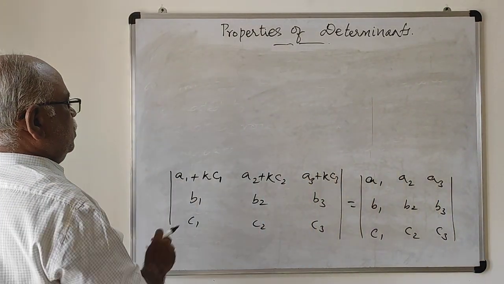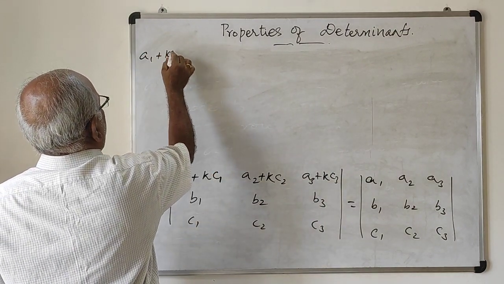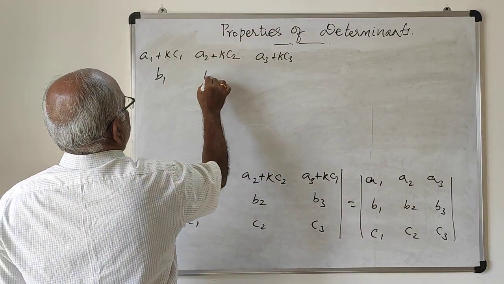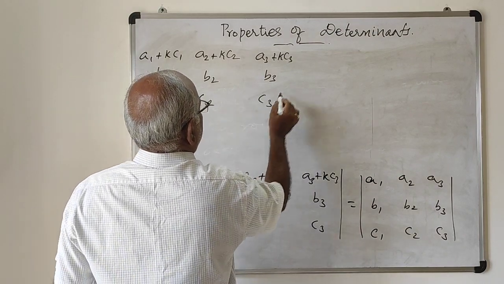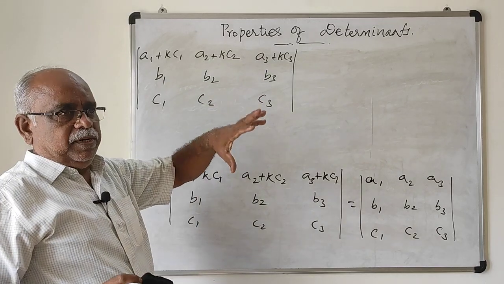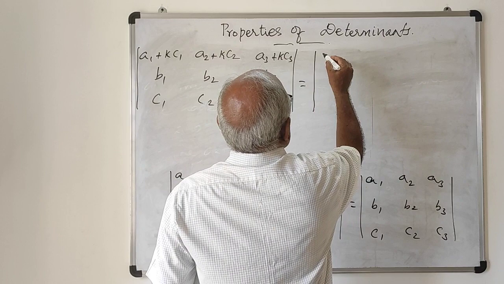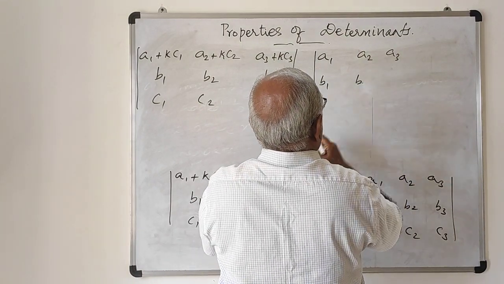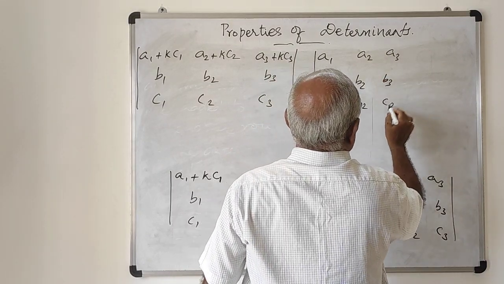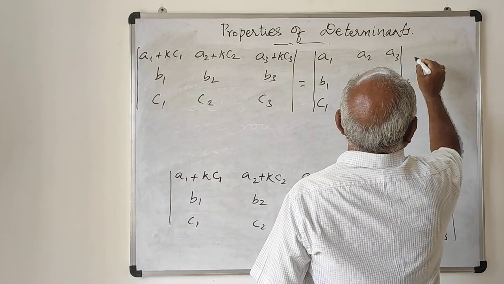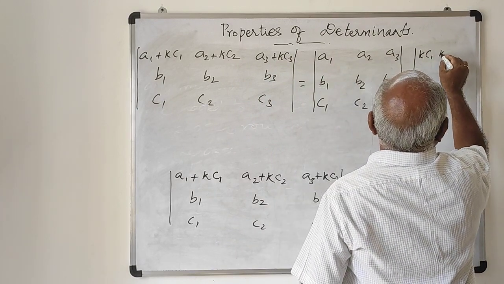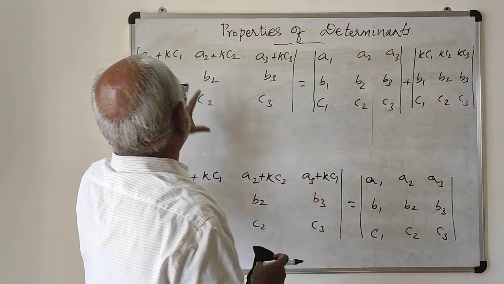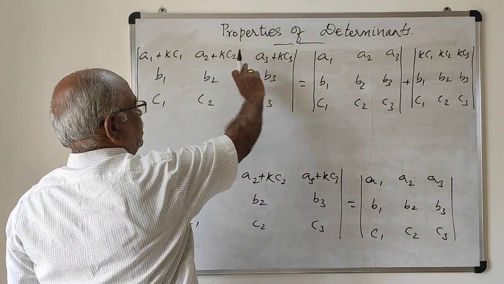By the previous property 5, the given determinant is A1 plus KC1, A2 plus KC2, A3 plus KC3; B1, B2, B3; C1, C2, C3. By property 5, the first row has sums of two elements, therefore the determinant is split into a sum of two determinants. That is, the determinant with rows A1, A2, A3; B1, B2, B3; C1, C2, C3 plus the determinant with rows KC1, KC2, KC3; B1, B2, B3; C1, C2, C3.